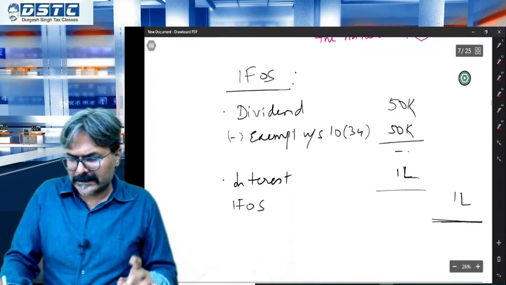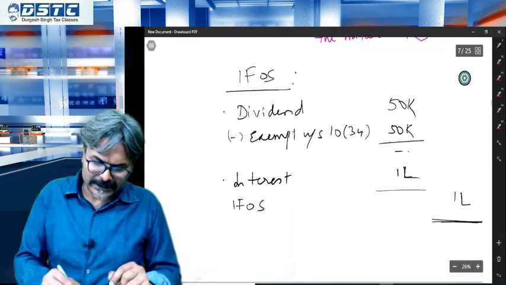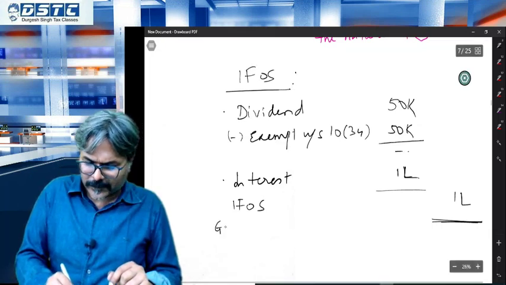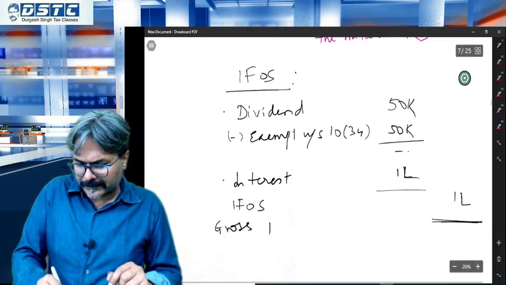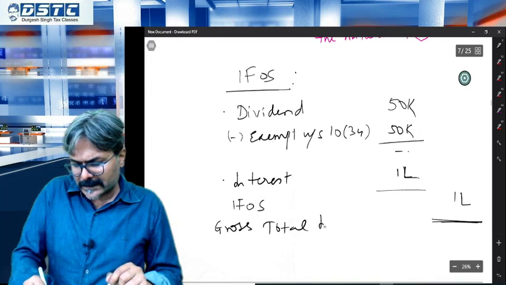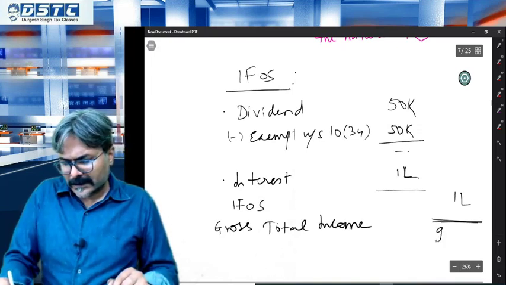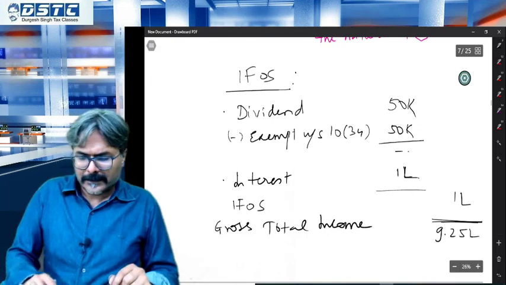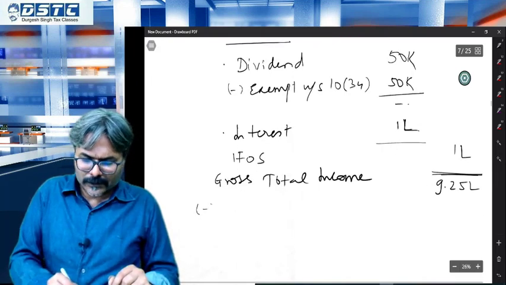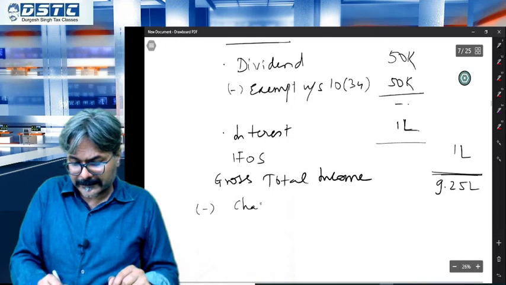Then thereafter, these are the only two heads in my particular case study so far. This will be known as gross total income. So this will be your GTI, and your GTI now is how much? 9.25 lakhs. From that, you go ahead and do what? Chapter 6A.